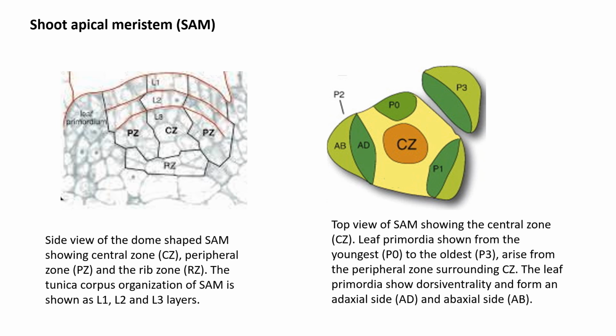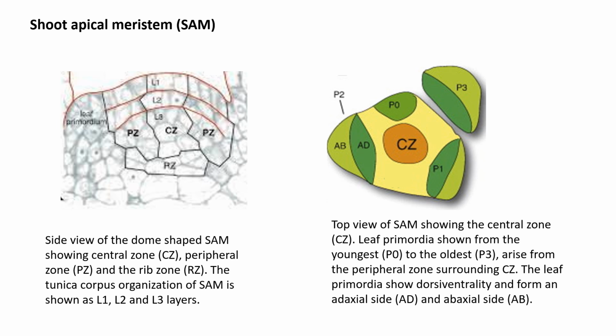The leaf primordia are seen in the figure on the right. They arise on the outer side of the central zone, that is, from the peripheral zone region. These primordia are formed one after the other. For example, P0 is the youngest primordium, whereas the oldest is the P3 primordium.